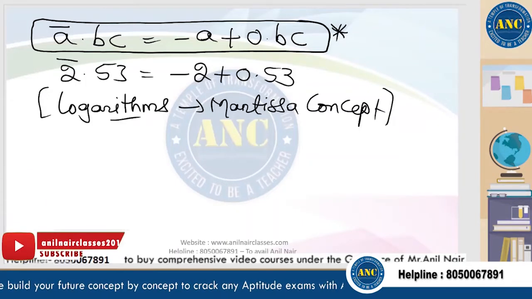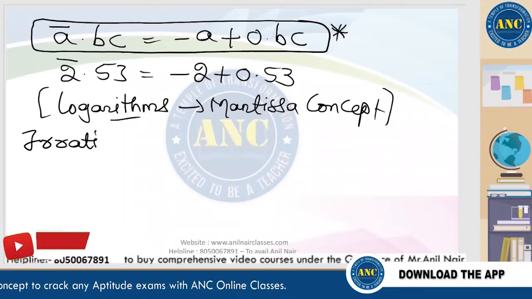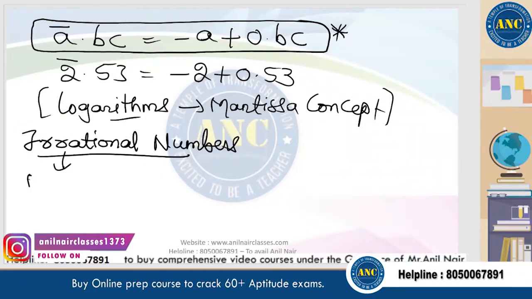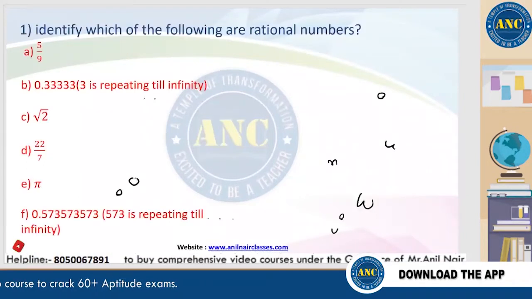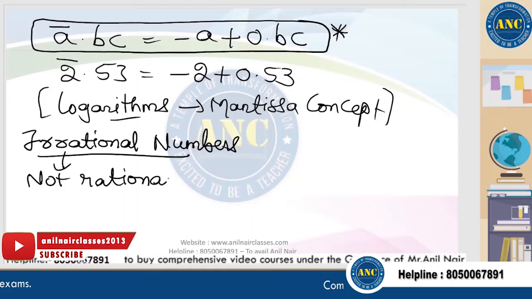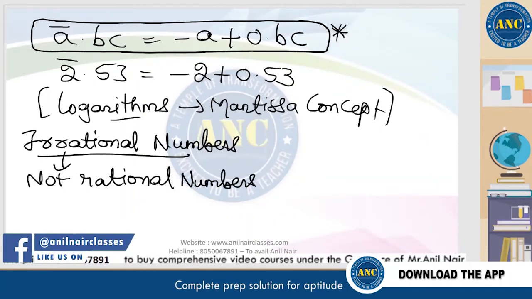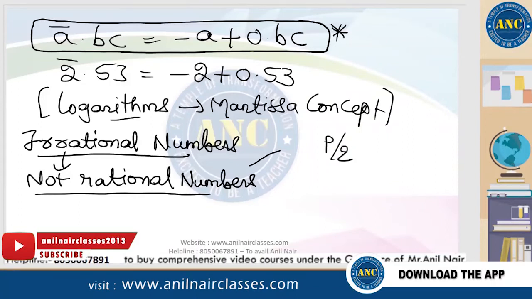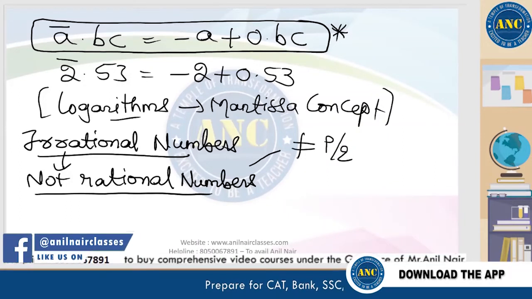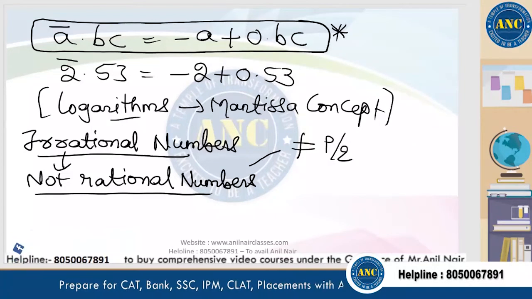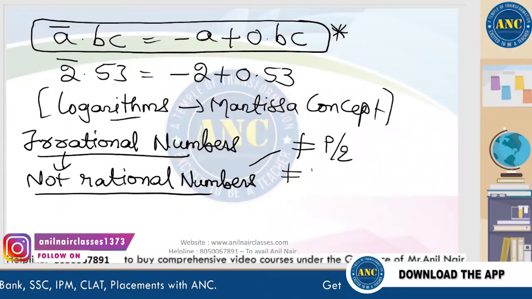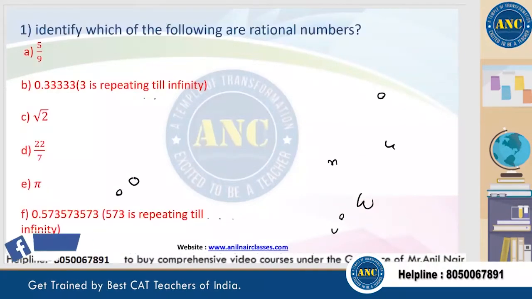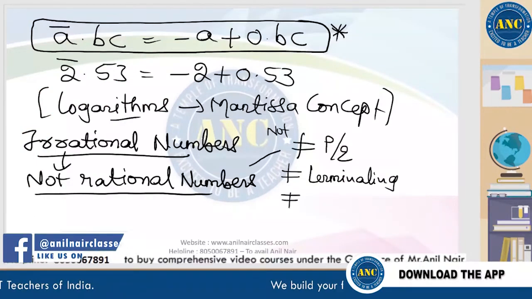Last one. What is the last one? Irrational number. Irrational means which is not a rational number. Numbers which are not rational numbers. What is a rational number? Which can be represented in the form of P by Q. Irrational: which cannot be represented in the form of P by Q. Which are not terminating. The symbol is for not. Which are not terminating. Which are not recurring.